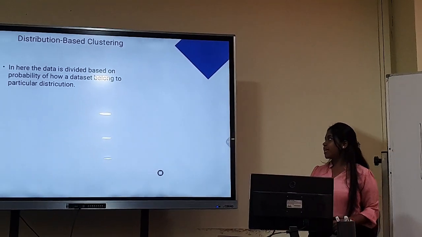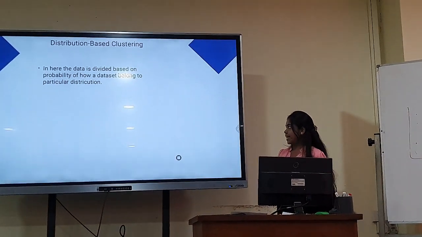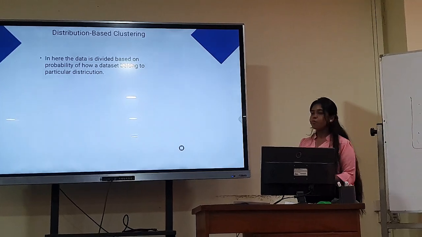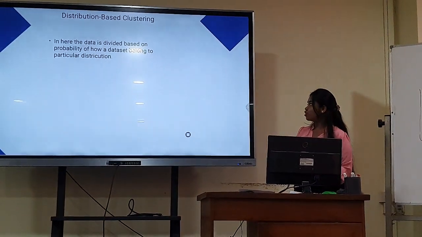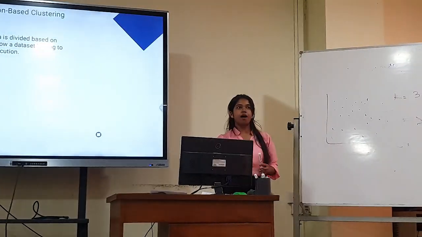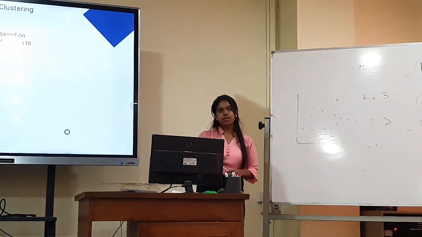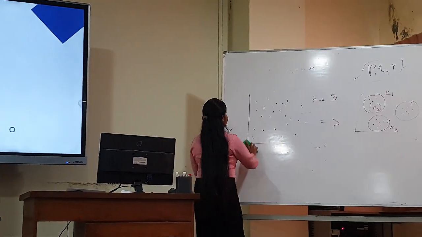The next clustering method is distribution-based clustering. In this method, the data set is divided based on the probability of how the data belongs to a particular distribution. Gaussian clustering is an example of that. I will explain with an example.